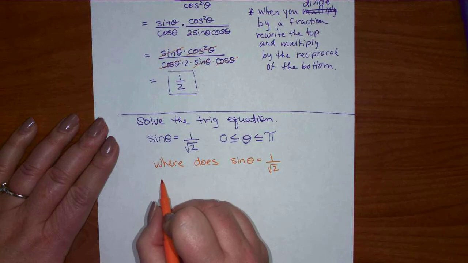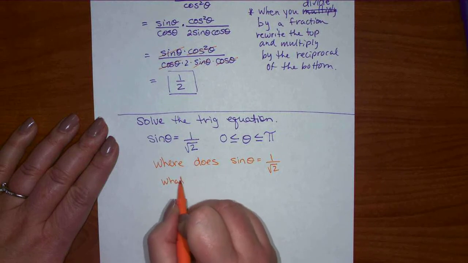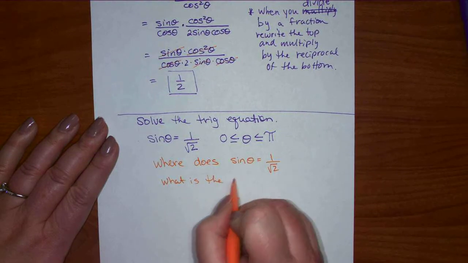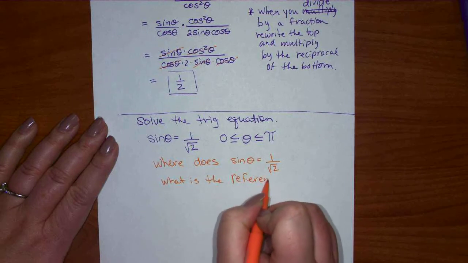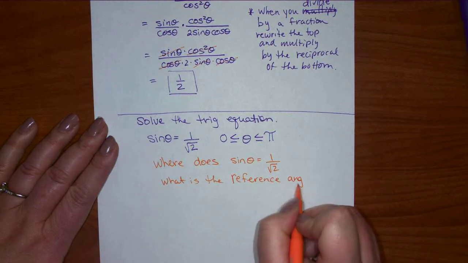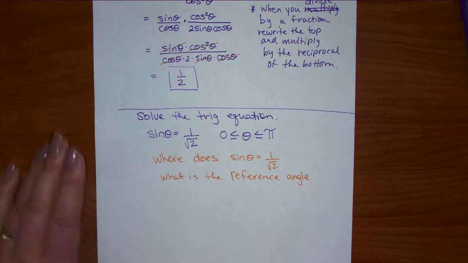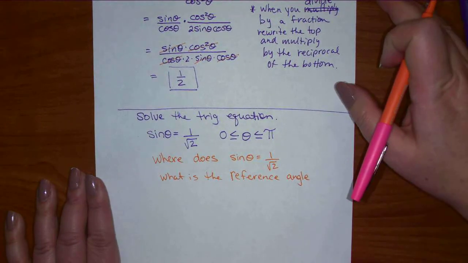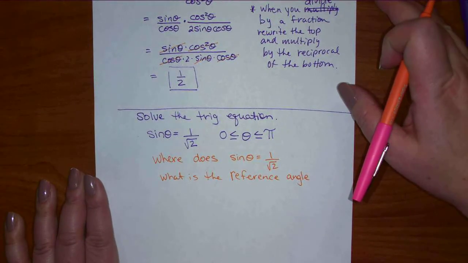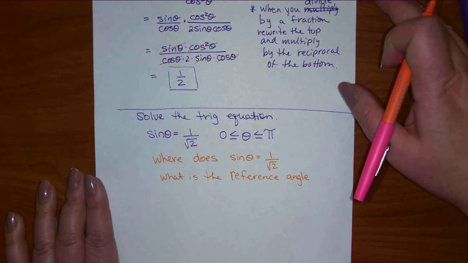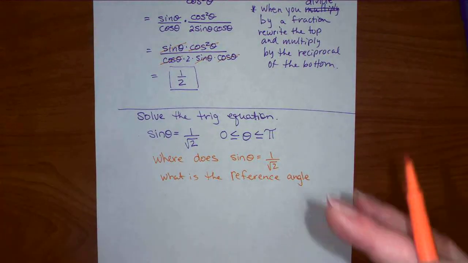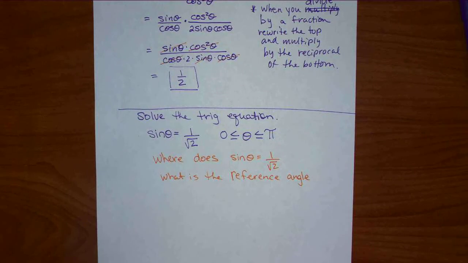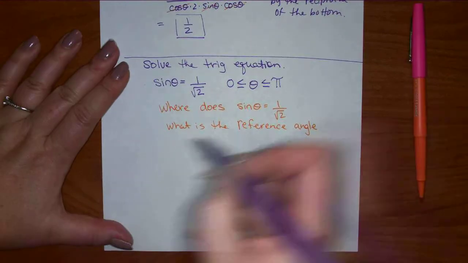In other words, what is the reference angle? Now, I didn't bring the table, I could recreate it, but does anyone know? Pi over 4 is right. So, can you picture that on your table? You're just looking backwards. So we've got the pi over 4 at the top of our table.